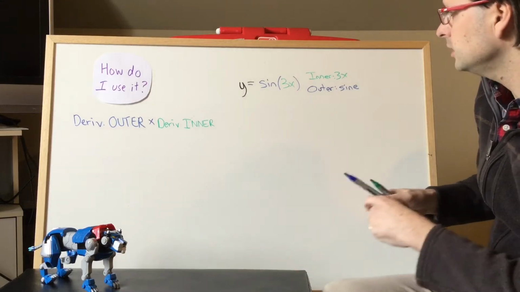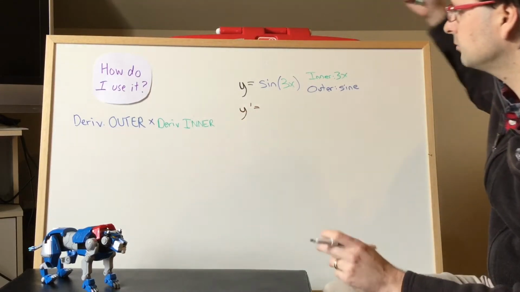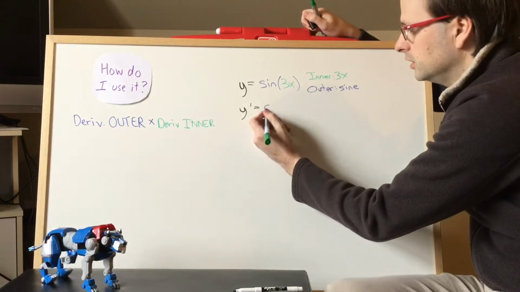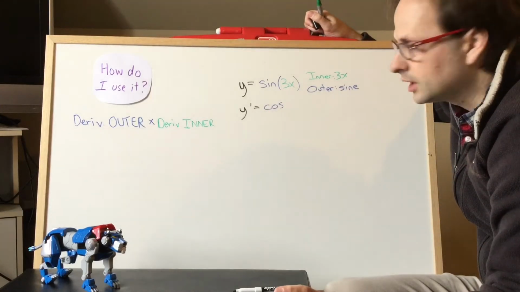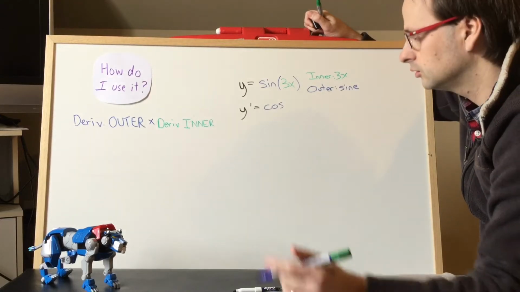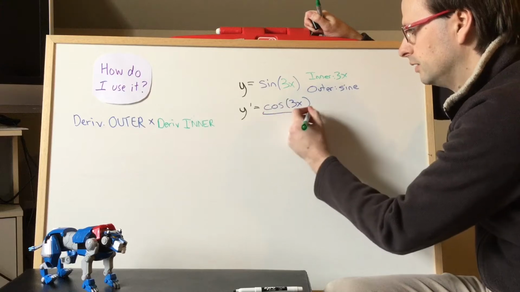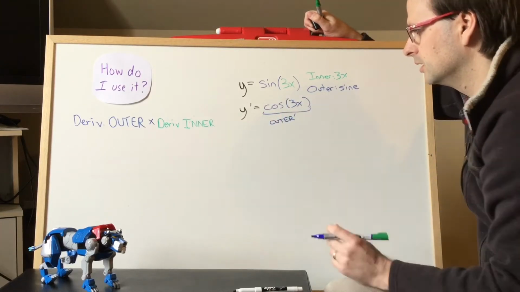And if we go and differentiate this, well, first I have to deal with that outer part. So the outer sine differentiates to cosine, we know that. And here's where most of the mistakes happen. Don't do anything to the inner part yet. Okay, so it still stays 3x. That's derivative of the outer. So I'll put outer prime here.